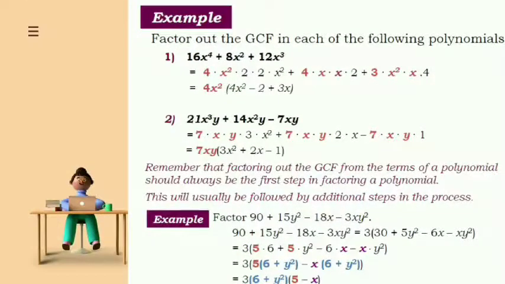Another one. Factor out the GCF in the following polynomial. 4 times x squared times 4x squared, minus 4 times x squared times 2, plus 4 times x squared times 3x. So that will be 4x squared, open parenthesis, 4x squared minus 2 plus 3x, close parenthesis.